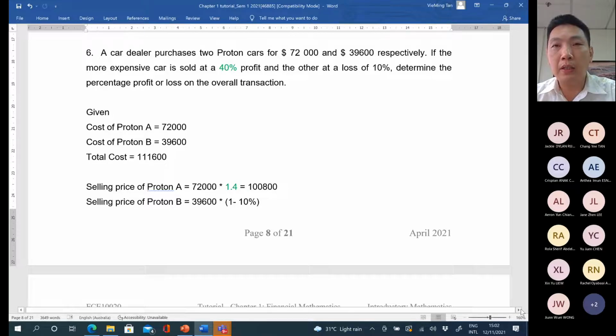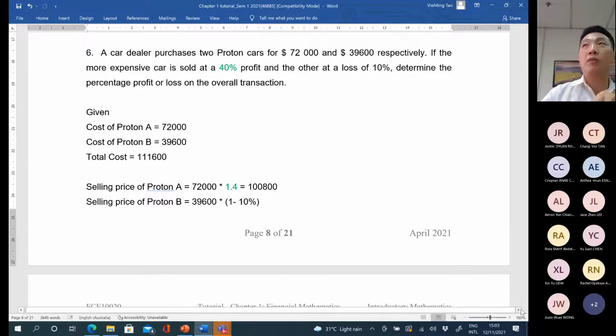Question 6, because there are 2 different cars, and each car has different requirement for the profit. One is making a profit, one is making a loss. And then you're asked to calculate the percentage profit or loss for the overall transaction, for both transactions. Do you want me to go through this question? Question number 6. Yes, sir. Okay, so let us analyze together.